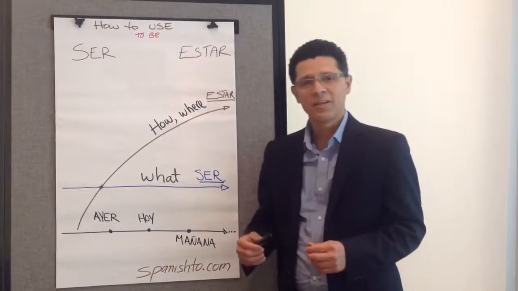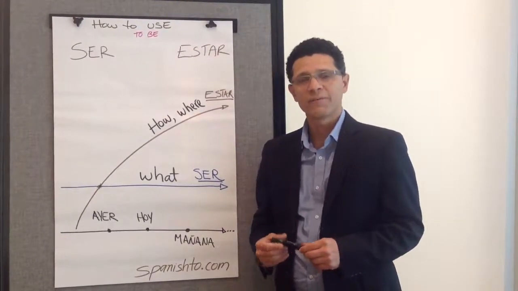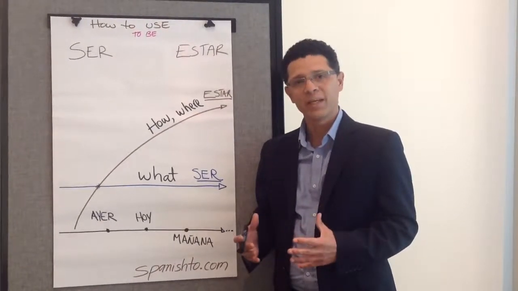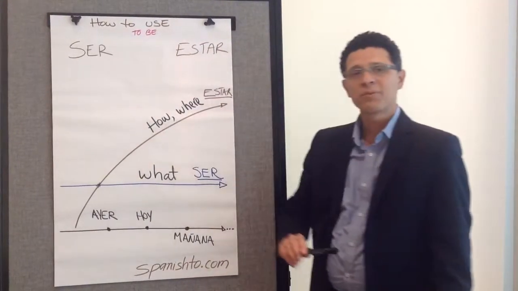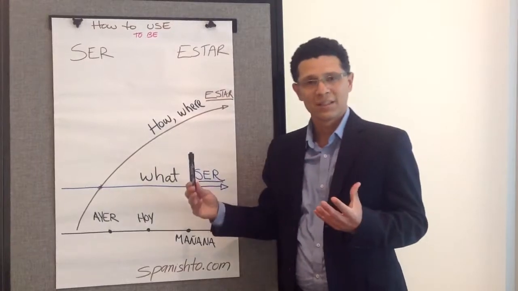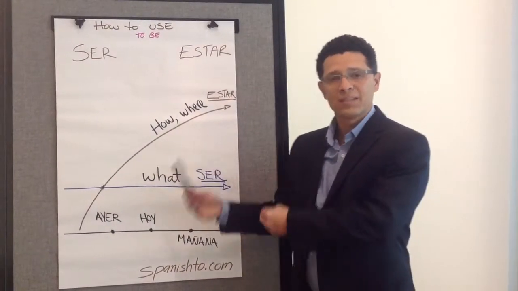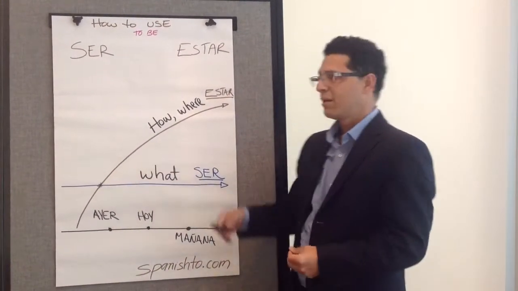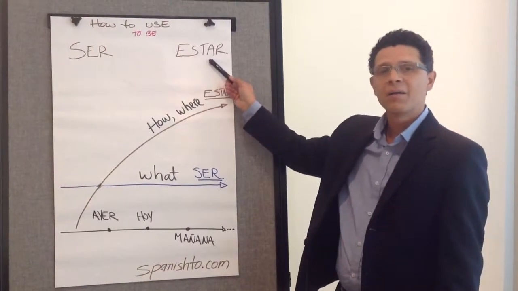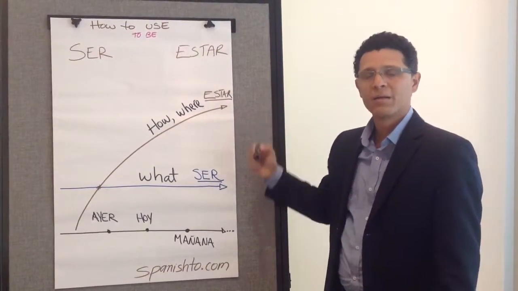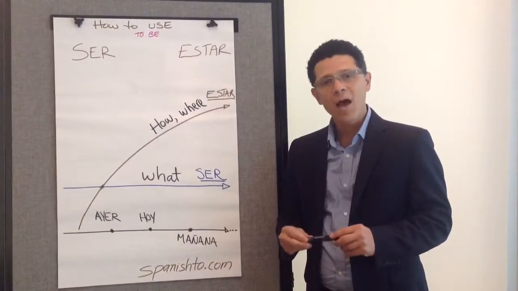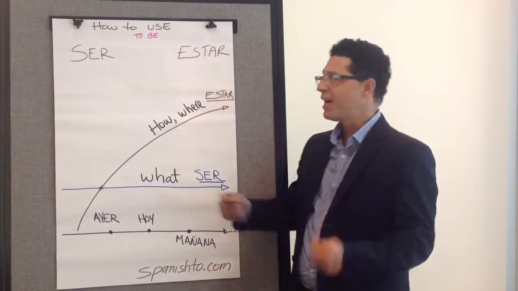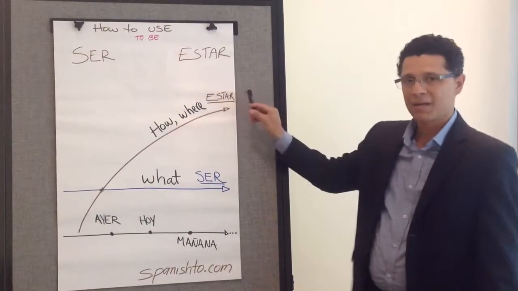In the previous video, we learned the definition of ser and estar, the verb to be in Spanish. We learned that the verb ser comes from Latin, that means what? Latin, to exist, essere. We learned that estar means how or where, and it comes from Latin estare, that means to stand. Now we have to learn how to use the verb ser and estar.